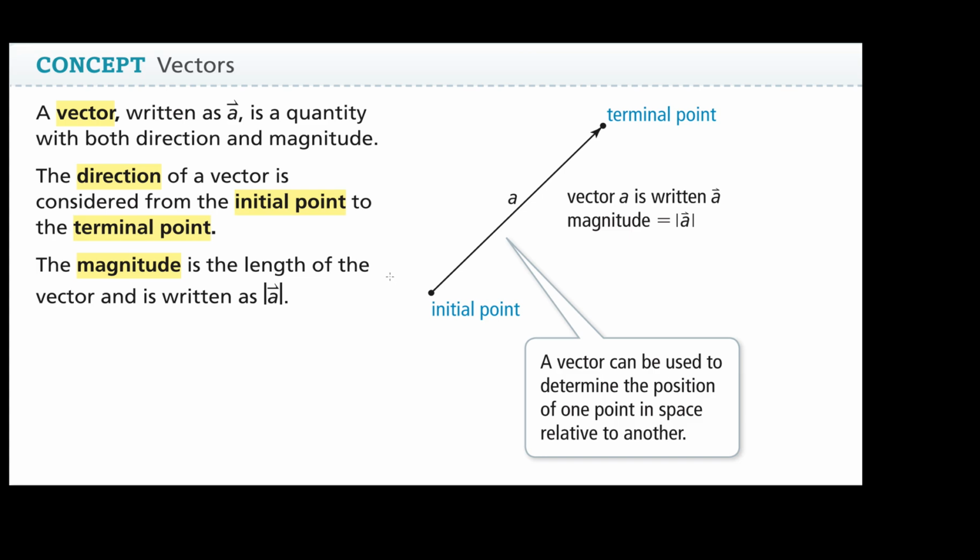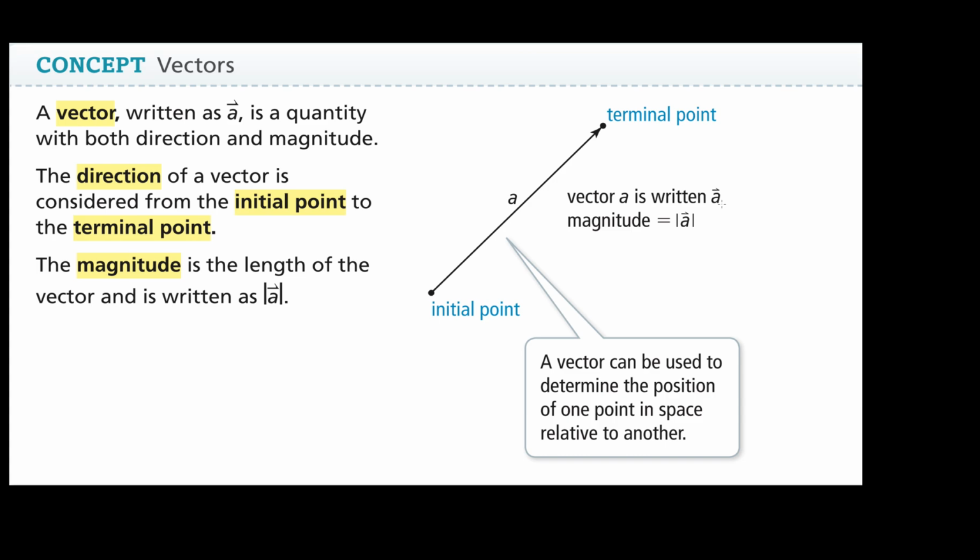Our vectors also have direction to them. In this case, this one is about a 45-degree angle, so it's a direction to the upper right. And so this is how we can see what a vector is. Again, it's written with a little half arrow above it. A vector here can be used to determine the position of one point in space relative to another.